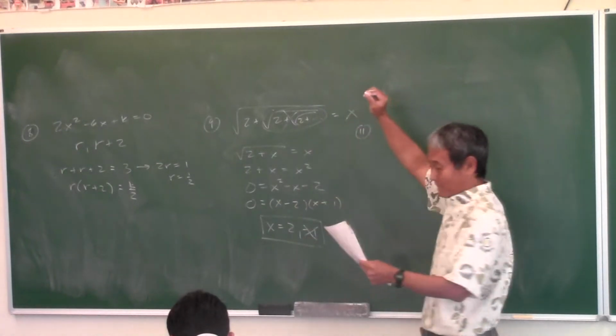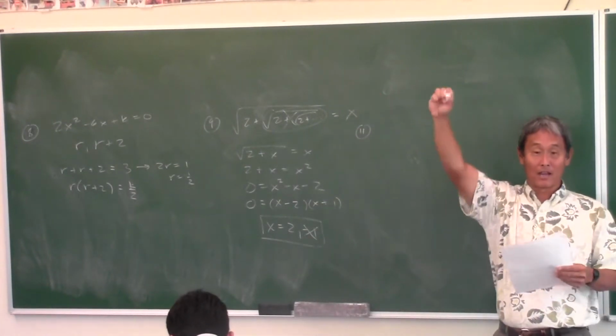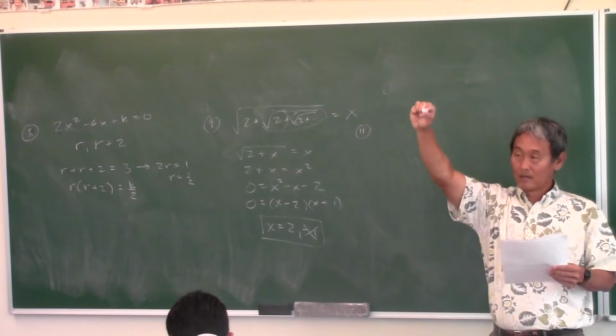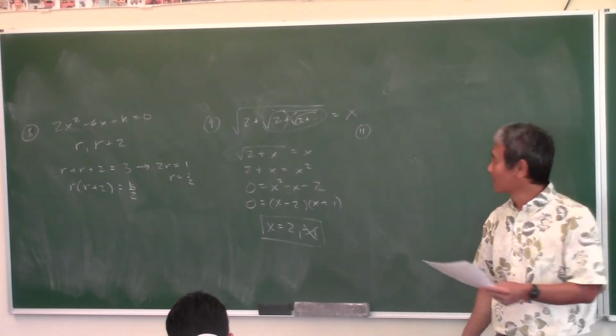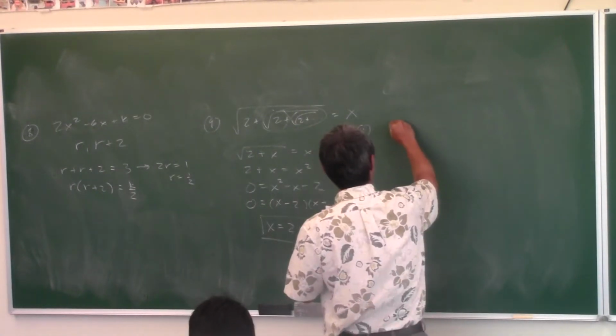How many people got at least a 1A? How many people got 1A? One person. Weird. You guys are in trouble.